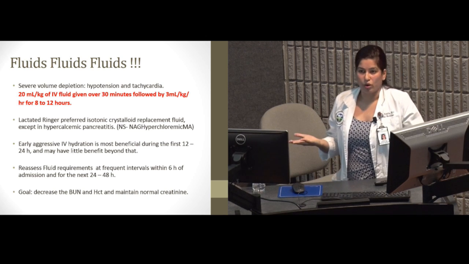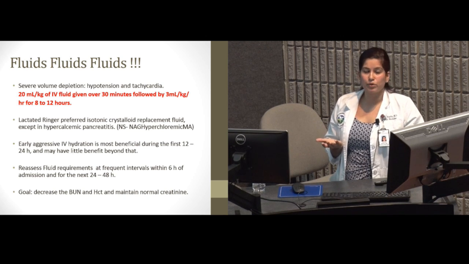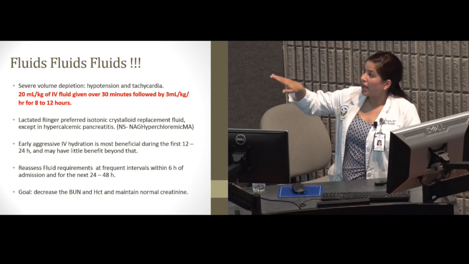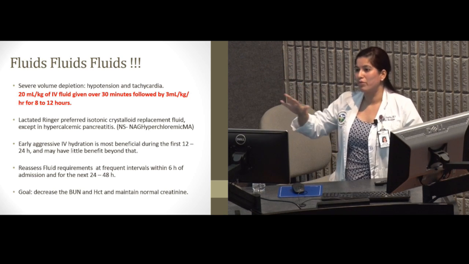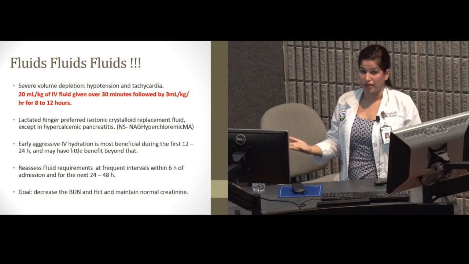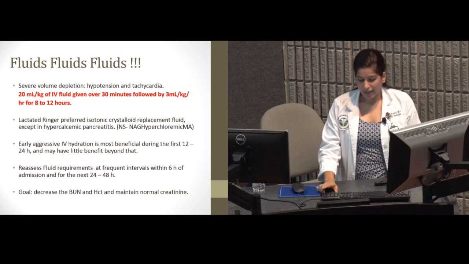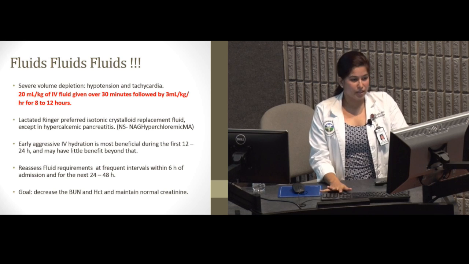And what is our goal? As we discussed in the lab values, high BUN, high creatinine, and high hematocrit, this is what we want to look at. It should normalize. It means you are doing the right thing, okay? So that's all about it. Then the next concept.